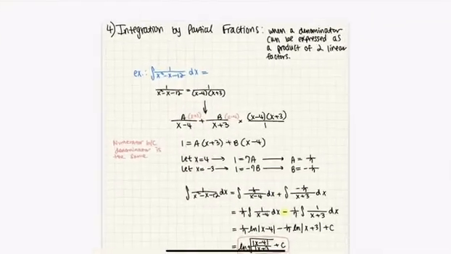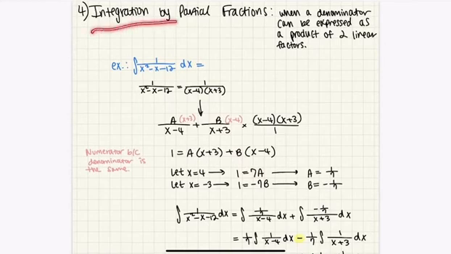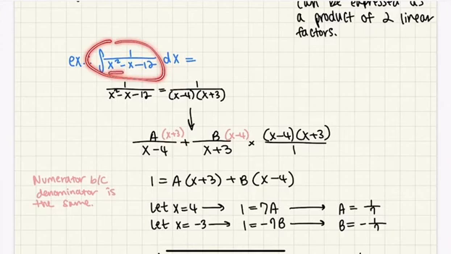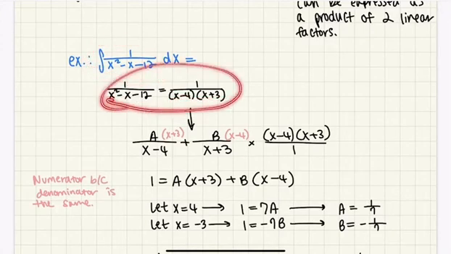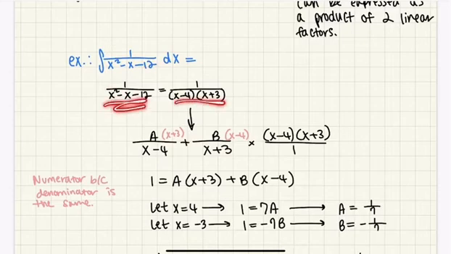So this is actually the last one, integration, actually no, it's not the last one. But integration by partial fractions is when a denominator can be expressed as a product of two linear factors. So as you can see in this problem, we can set this up into two factors. So that's what I did right here, and you just factor this to get these two.